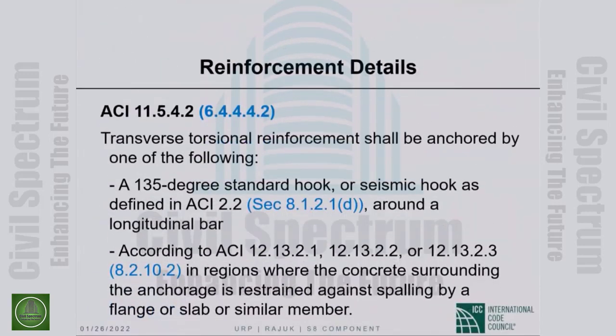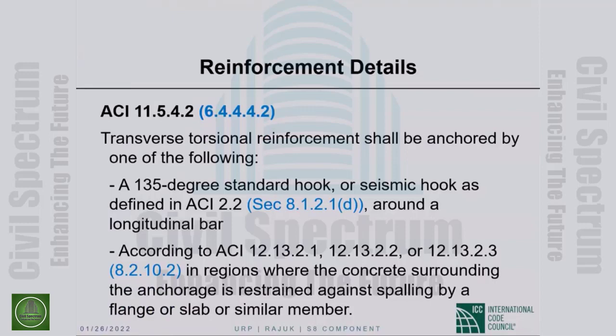Transverse torsional reinforcement shall be anchored by one of the following. Okay, very important stuff. A 135-degree standard hook or seismic hook, which is defined as a 135-degree bend plus 6 bar diameter extension, except the 6 bar diameter extension shall not be any less than 3 inches.